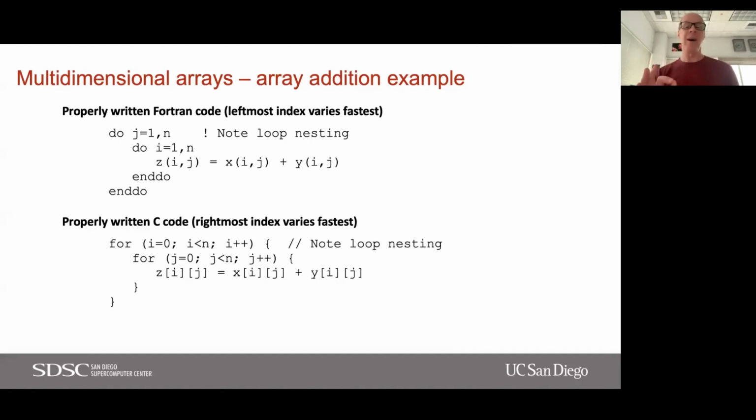Properly written C code, we're going to do the opposite. Here we're going to have the loop over i on the outside, the loop over j on the inside. And here z(i,j) equals x(i,j) plus y(i,j).